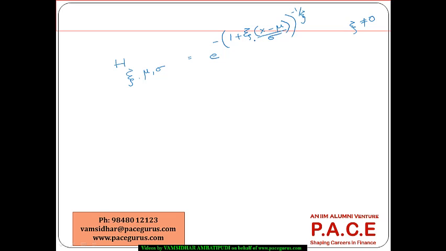And of course, if zeta is equal to 0, then 1 by zeta is undefined, so this is working out. See, it is of the form (1 plus x) to the power 1 by x, so it is coming out as e to the power of minus, if I look at it, as zeta tends to 0, (1 plus zeta) to the power 1 by zeta. It is e, right? So that's the reason it becomes e to the power of minus e to the power of minus (x minus mu) by sigma. This comes if zeta is approximating to 0.